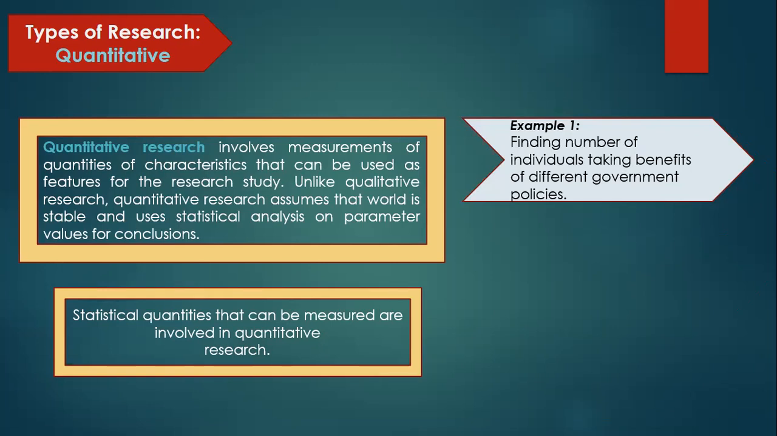First example is finding the number of individuals taking benefits of different government policies. For example, in a CSU, how many employees are enjoying the benefits of the Government Service Insurance System. So you have to count. You are not allowed to just estimate, like, maybe 20 out of 100 there are 20. No, you have to count. You have to get the data. You go to the human resource and get the printed copy of the payroll, and get the number of employees who are enjoying the GSIS, PhilHealth, and other insurances. So it's quantified, it's measured, it's counted and not just estimated.